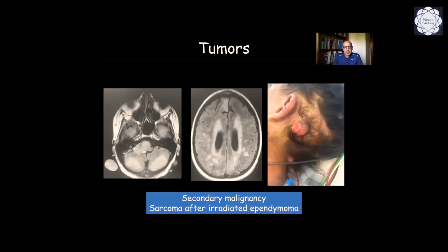Another case of a child with an ependymoma of the right cerebellopontine angle with extension to the foramen of Luschka and to the fourth ventricle. This is a typical location for an ependymoma. He received radiotherapy, and you can see here the injury of the white matter as well as the consequence of radiotherapy on the skin with hair loss and the presence of this sarcoma.